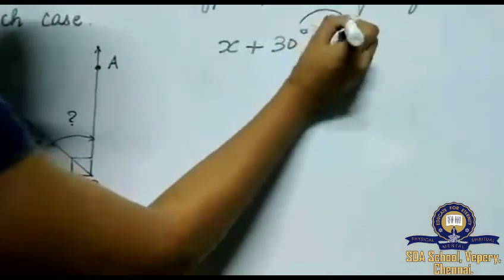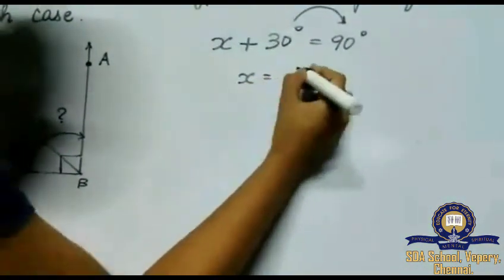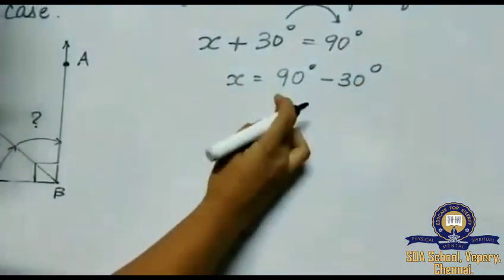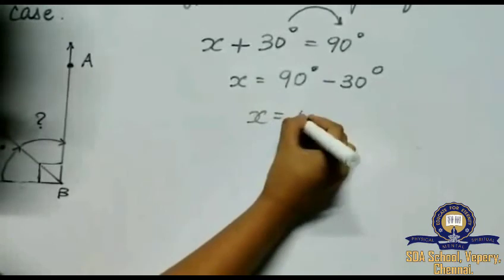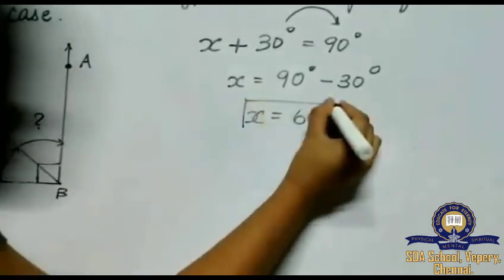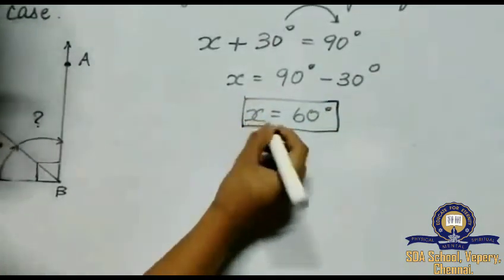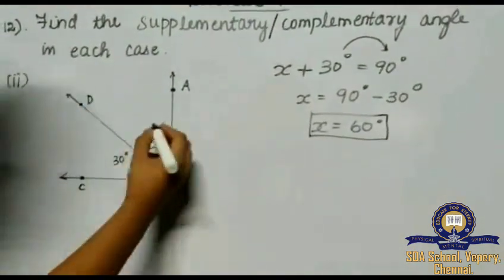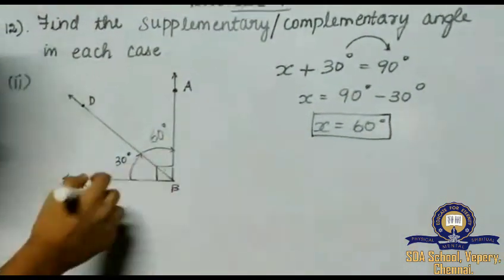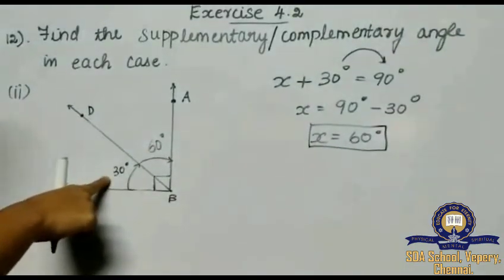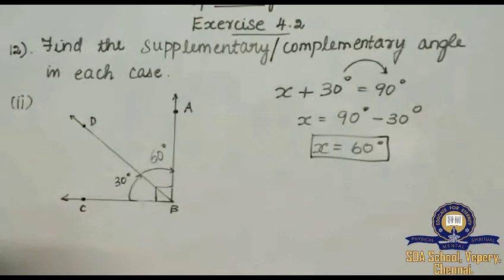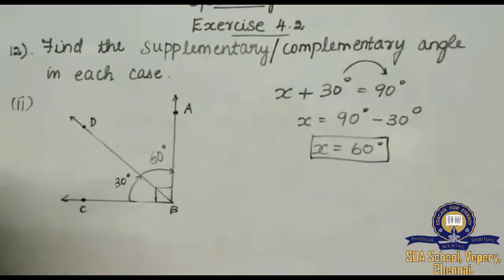When I take this plus 30 to the other side, it becomes minus 30. When I subtract 30 degrees from 90 degrees, I'll be getting 60 degrees. So the answer will be 60 degrees. The value of this unknown angle is 60 degrees, right? When I add 60 and 30 degrees, I get 90 degrees. So therefore these two angles are said to be complementary. Understood, students?